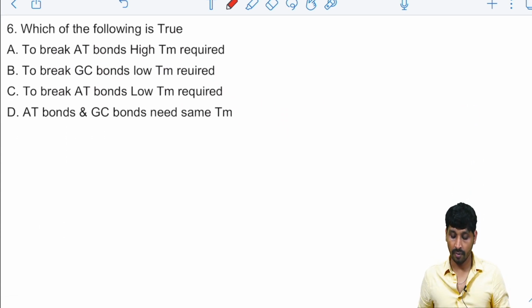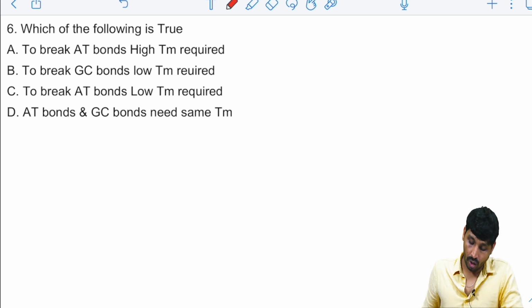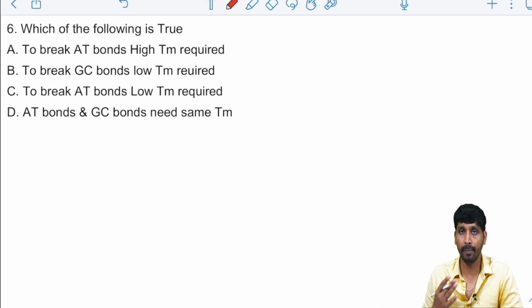Sixth question, which of the following is true? To break AT bonds, what do you mean by AT bonds? Adenine and thymine bonds which are present in the DNA require high Tm. Tm means melting temperature required. So to break GC bonds, low Tm required. To break AT bonds, low Tm required. Fourth option, AT bonds and GC bonds need the same Tm.